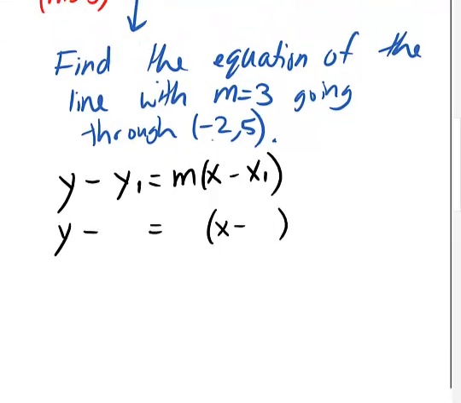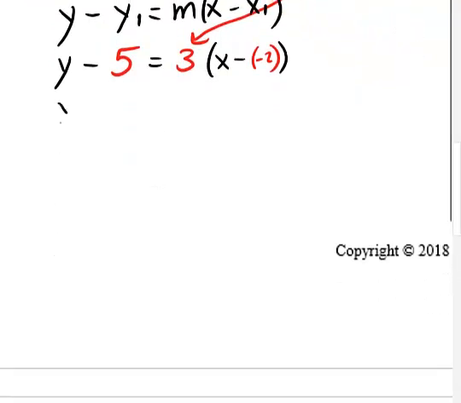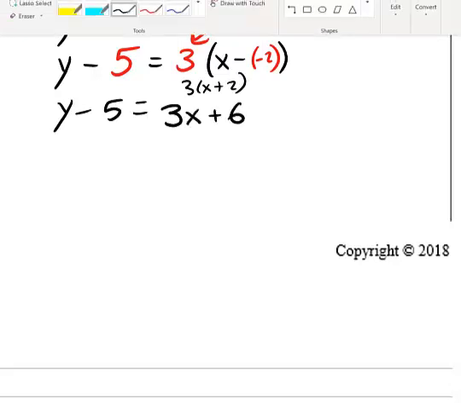Let's see, the x1 and y1, here they are. -2 is x1 and 5 is y1. The slope was 3 because we found out it was parallel to the original line, and that line had a slope of 3. Now, like we've seen before, it's just a matter of simplifying and making it look prettier. y - 5 = 3(x + 2). If I distribute the 3, it becomes 3x + 6. And then the last step would be to move the 5 over.